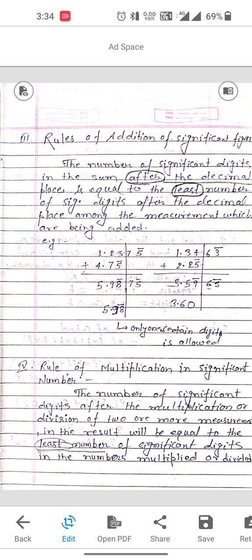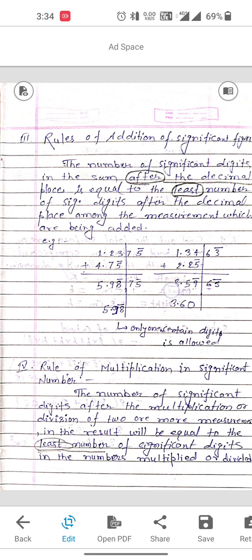Here 1.3463 and 0.25. When we add them, we get 3.5963. Then 63 has to be rounded, and it will come as 3.60. Here 5.98 can be 5.99 also. Only one uncertain digit is allowed.